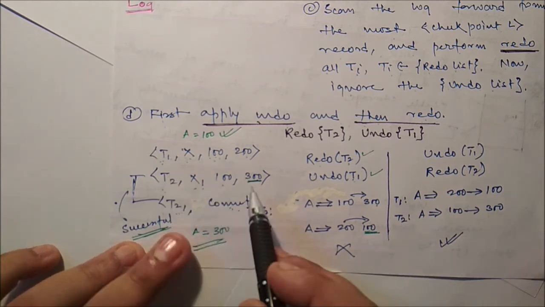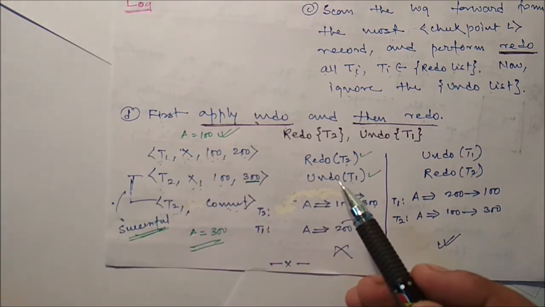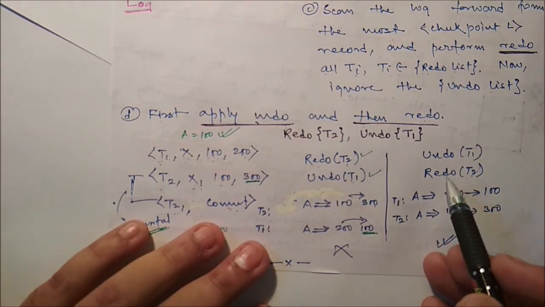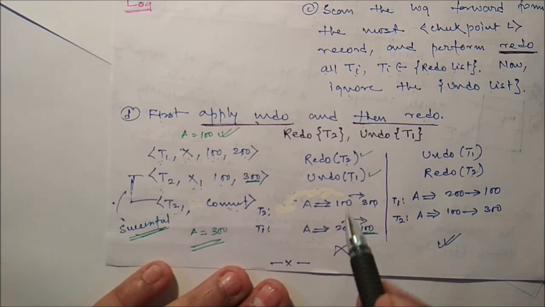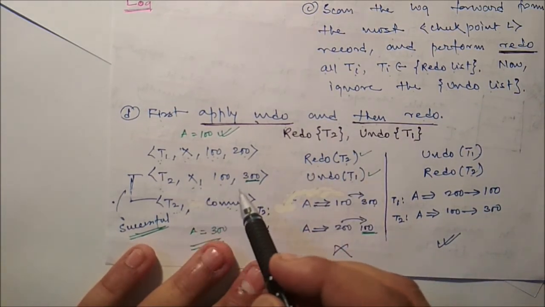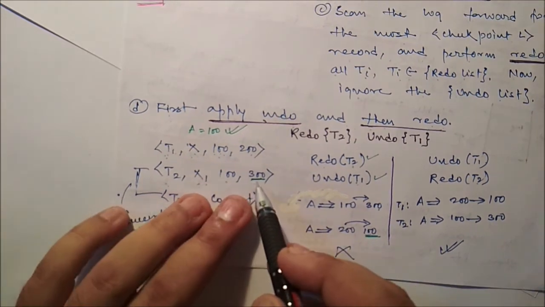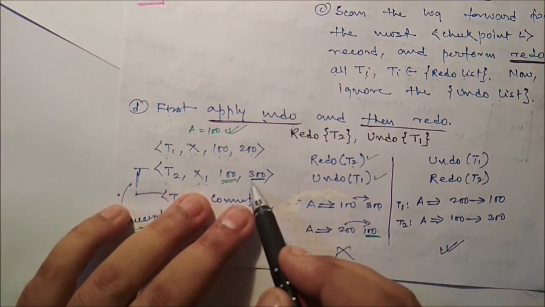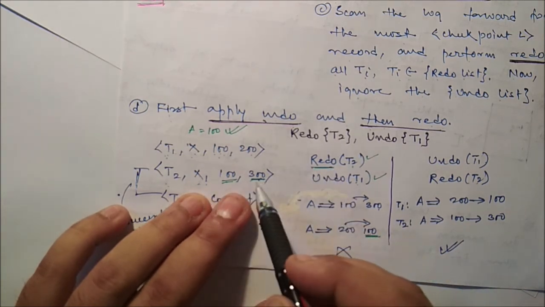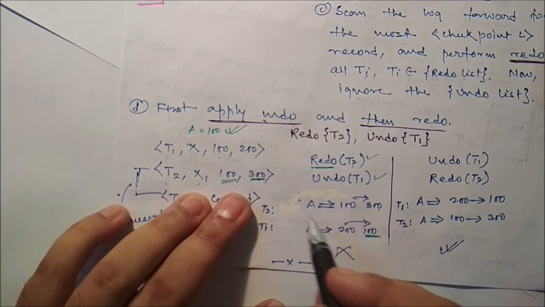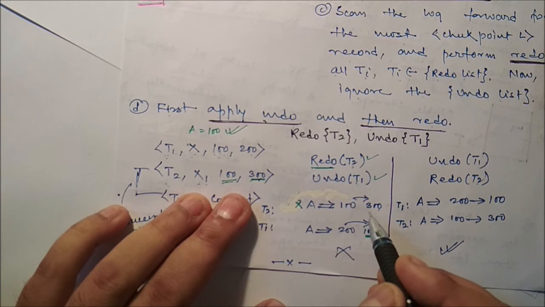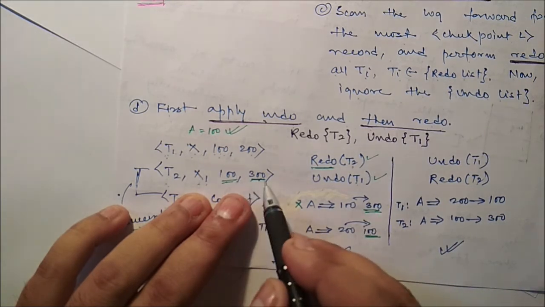T2 transaction is successful. Now if you apply redo first then undo, or undo first then redo, what will happen? Here we first apply redo to T2. Redo means we just store the new value, transferring from log to database. So the value of X should be 300, because we have to update this one.